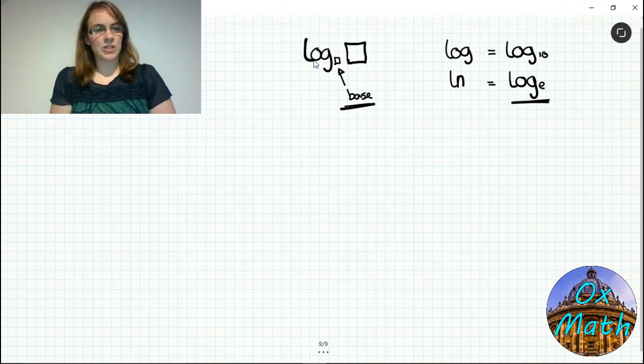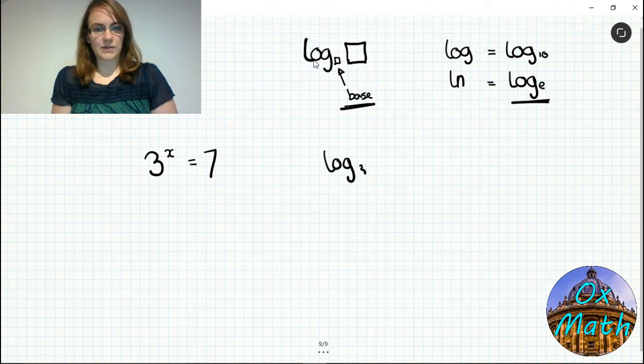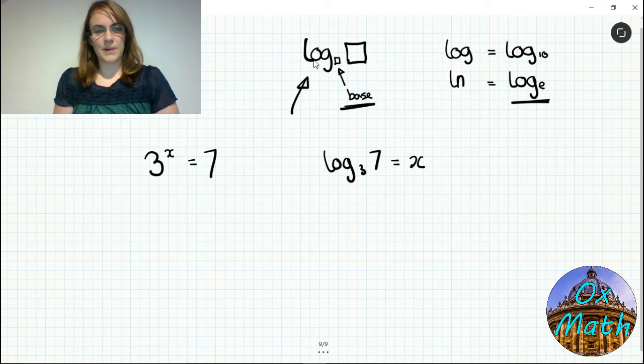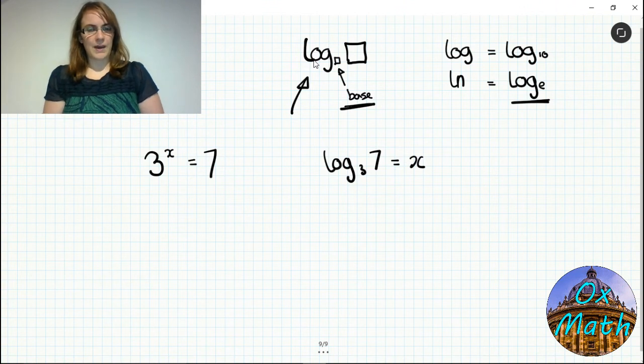Now what I mean by changing the base, for example, is if I have 3 to the power x equals 7, we could, of course, rearrange that to log base 3 of 7 equals x, and if you have a calculator with this button on it, you can type in log base 3 of 7 and it will give you your answer. However, if we do not have that button, we need to change the base either to log base 10 or log base e to allow us to do it.